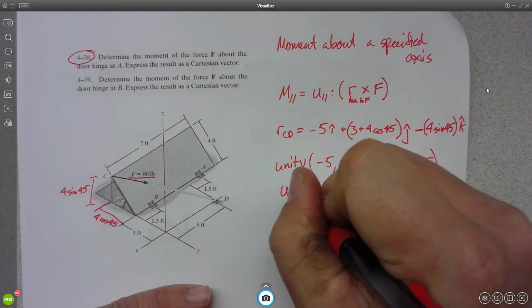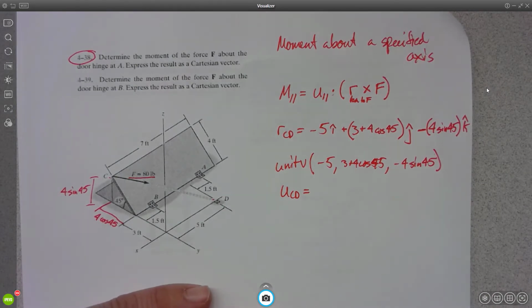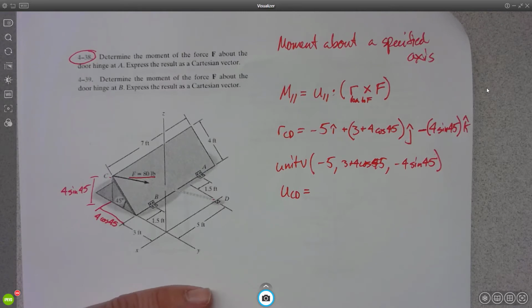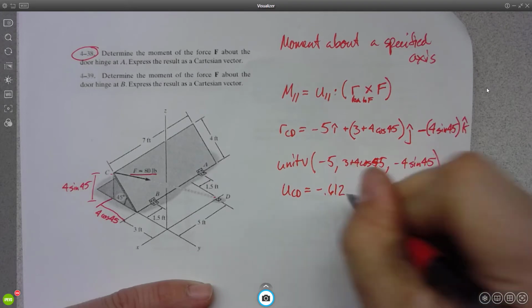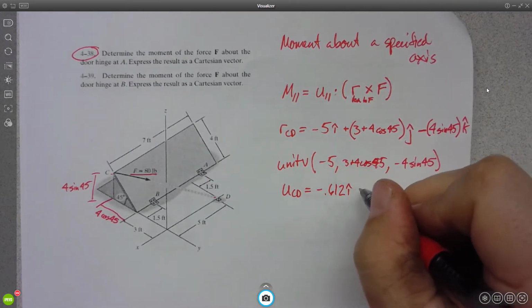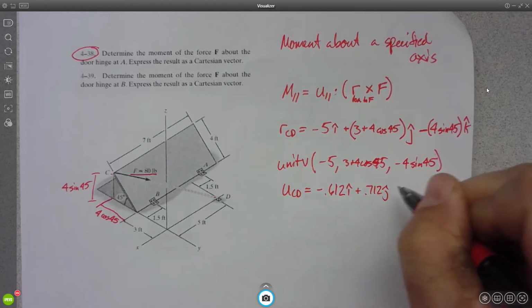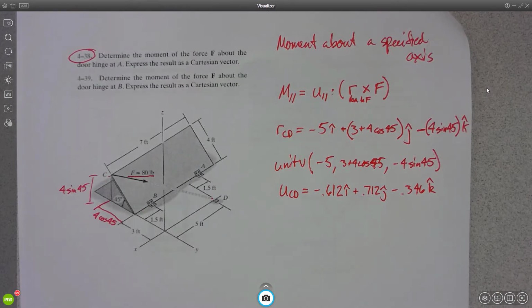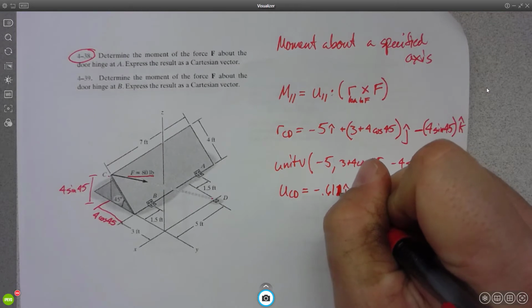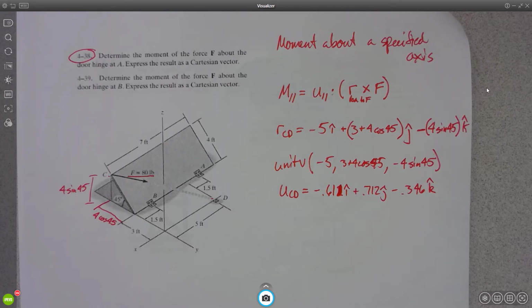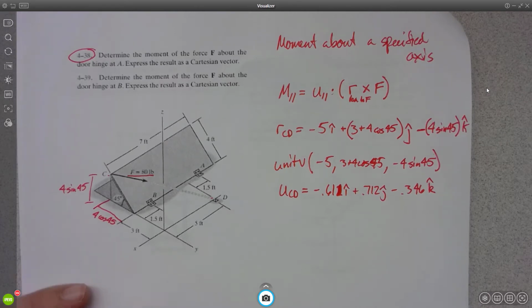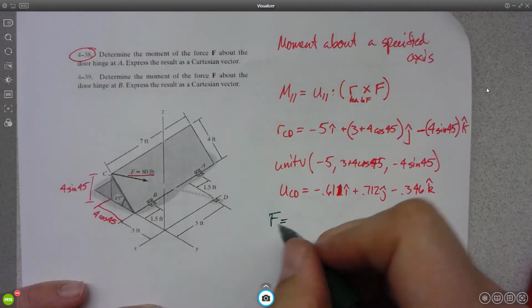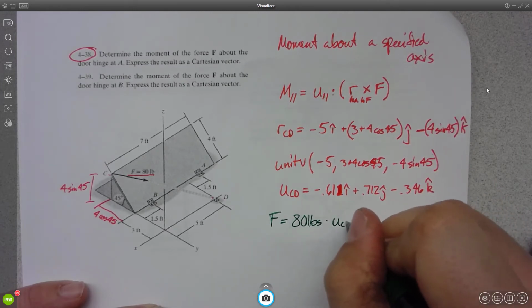So anybody get the unit vector for CD for me? Negative 0.612, like how many units? 3 would be good. Negative 0.612 i-hat, 0.712 j-hat, and then negative 0.346 k-hat. All right. How does this help us again? Why is this important? It tells us the direction. Now we know that the force is going to be equal to 80 pounds times the unit vector CD.